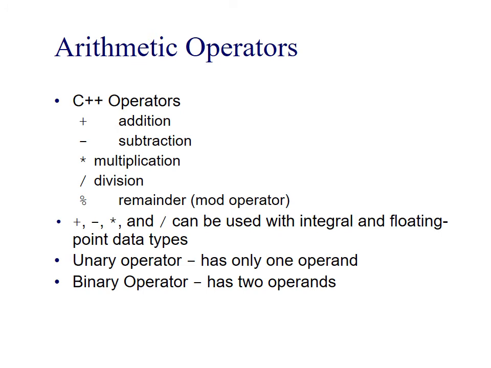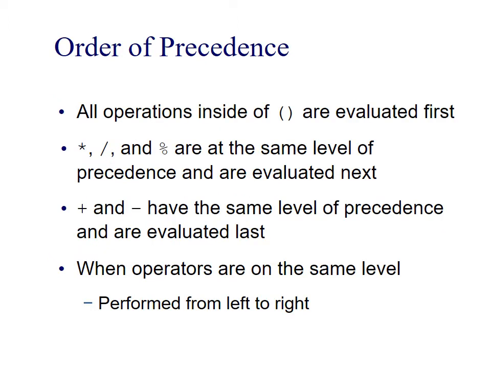Now, C++ operators: we have the plus sign for addition, minus sign for subtraction, star for multiplication, and slash for division. And the percentage sign means remainder. For example, the remainder or modulus we use to find even or odd numbers. You know even or odd numbers, right? Those numbers divisible by 2 with no remainder are even numbers. All the others are odd numbers. Like that, we use the percentage sign to calculate these kinds of arithmetic functions.